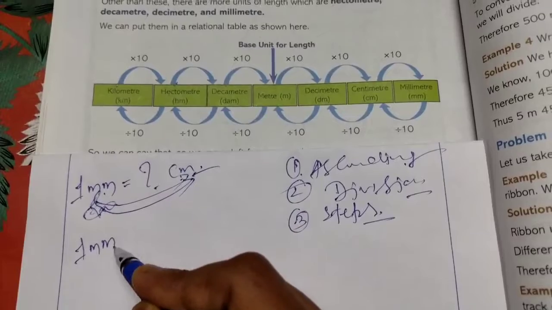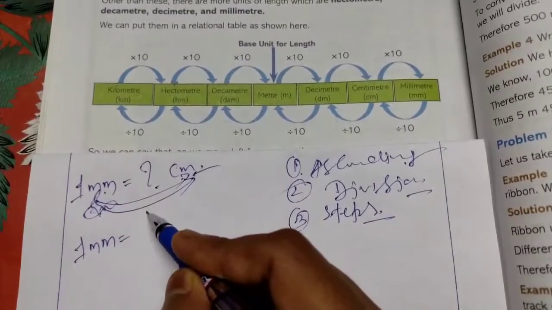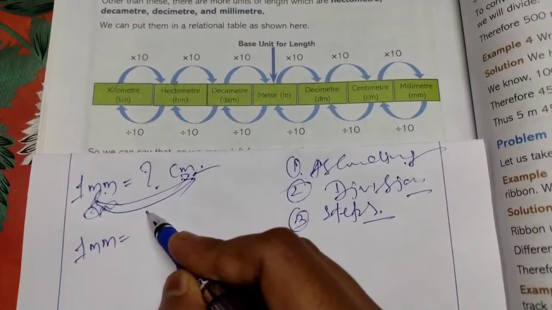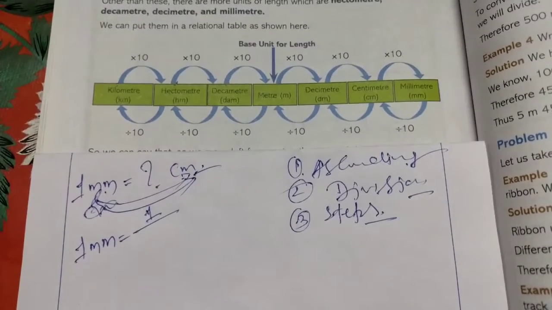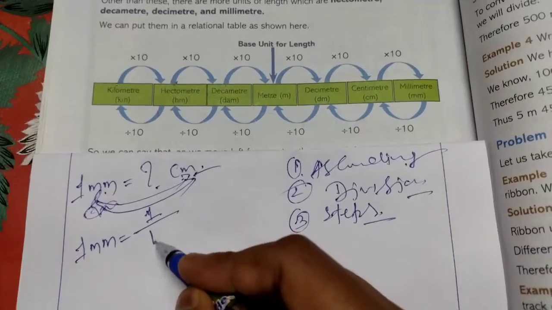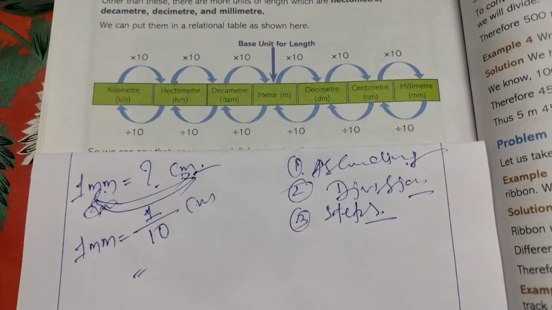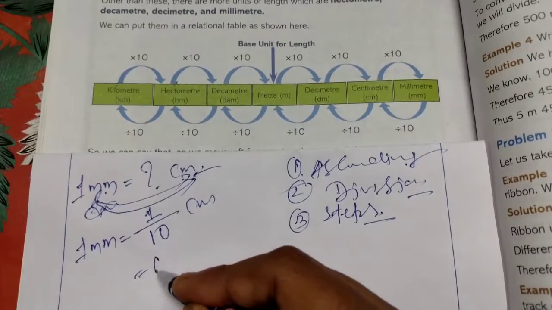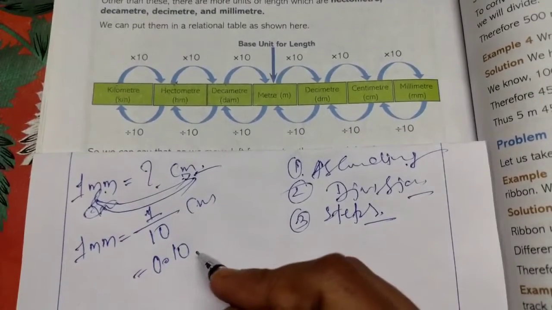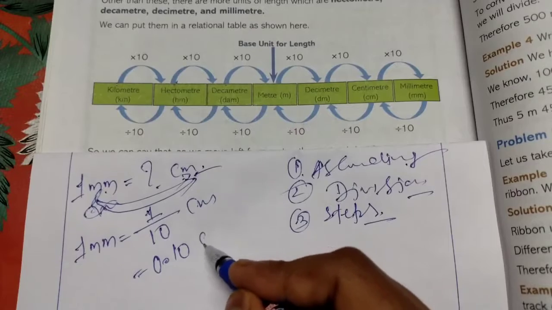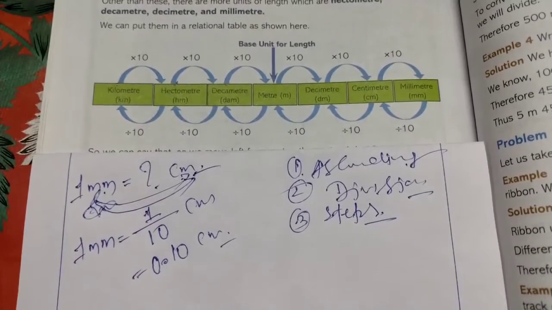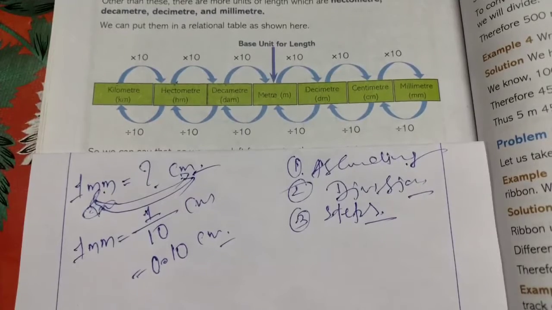That means 1 millimeter equals, try to express it in terms of a fraction. That will be easier for you. So 1 by 10 centimeter. Afterwards, if you wish, you can convert it into decimal. That will be 0.10 centimeter. So in this way you have to do the calculation.